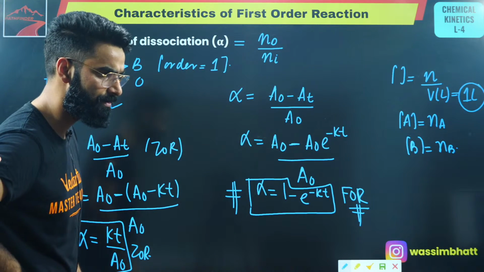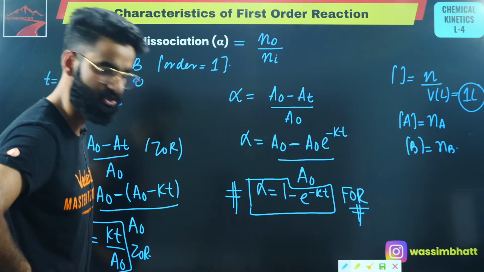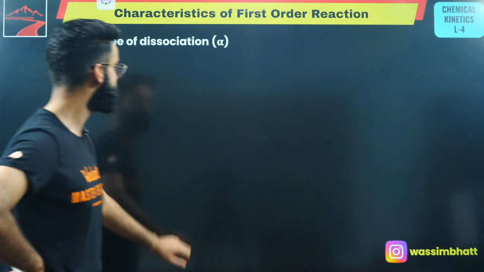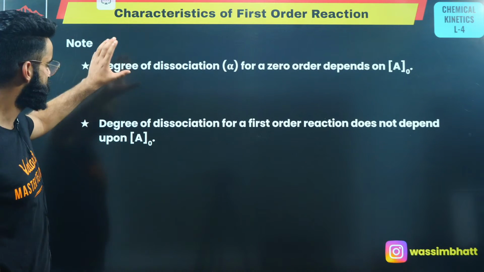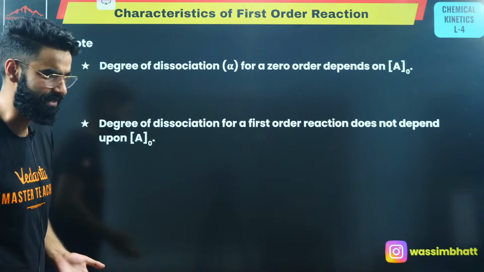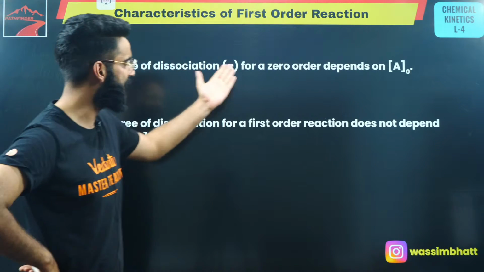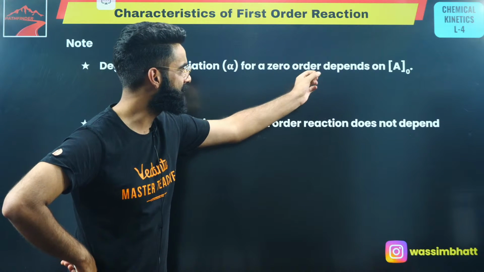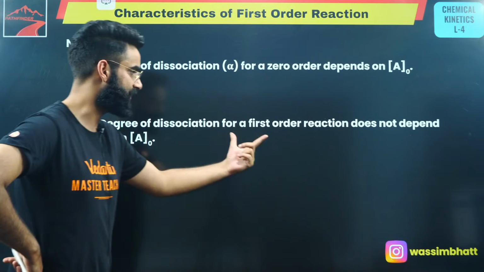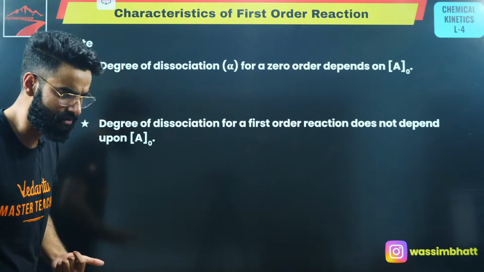A very, very simple question this was. I'm sure this is clear to you. You are clear with the degree of dissociation. So note these two statements. These were asked somewhere in your JEE as well. I don't remember the year. Degree of dissociation alpha for a zero order reaction depends on A naught, whereas degree of dissociation for a first order reaction does not depend on the initial concentration of reactant.